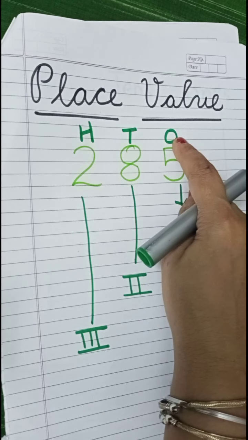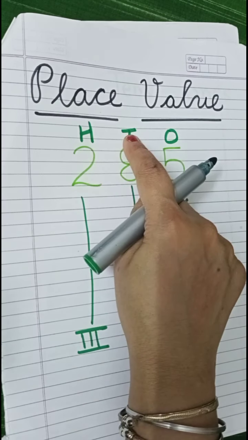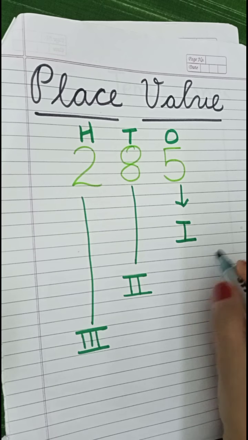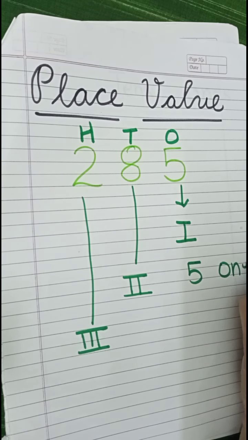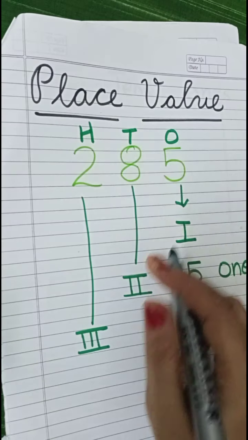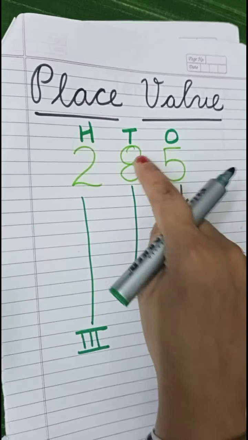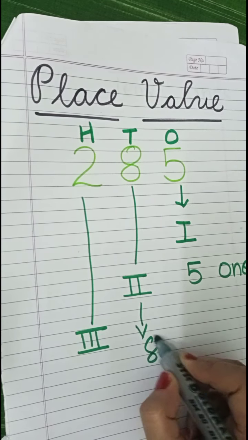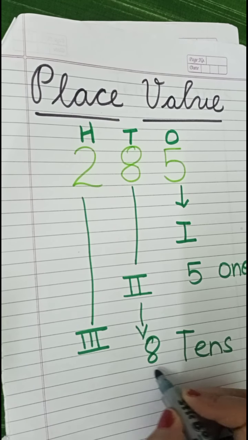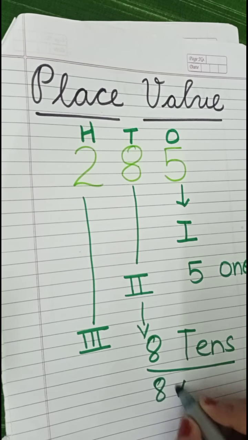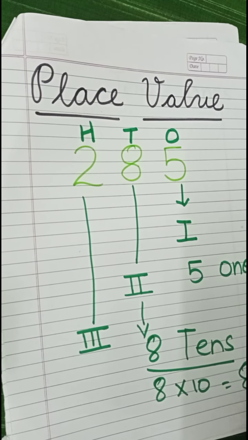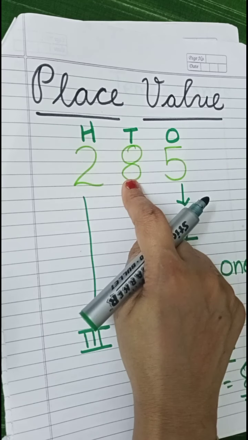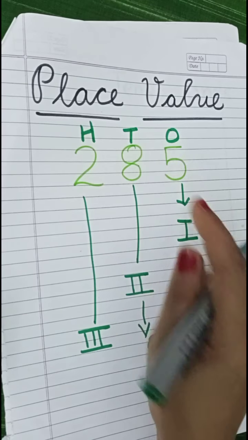So first place represents ones, second place represents tens, and third place represents hundreds. Ones means 5 ones. Ones क्या है? 5 ones. And 8 tens. Second place represents tens. So how many numbers are here? 8. 8 means 8 tens. 8 tens क्या होता है? 8 into 10, that is 80. So यहाँ जो 8 है, इस 8 का प्लेस वैल्यू है 80. 8 into 10, 8 tens. So 8 tens are 80.